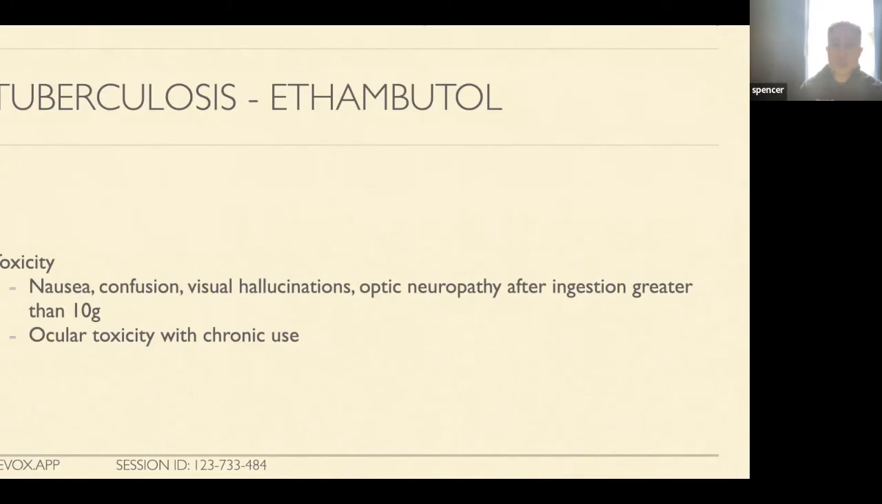Ethambutol, which is another first-line agent, is a bacteriostatic agent against mycobacterium. It's first-line therapy, but typically not given as monotherapy. It inhibits something that's needed for mycobacterial cell wall synthesis. When taken orally, serum concentrations reach maximum within 4 hours. It's typically excreted into urine, and its clearance decreases with age. Overdose effects typically happen with ingestions greater than 10 grams.